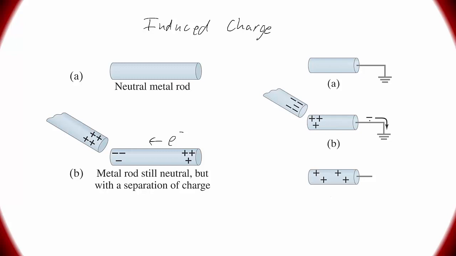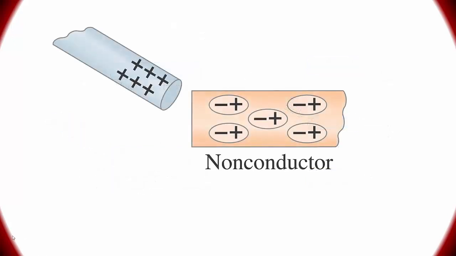If we then disconnect the wire, we cut it with some scissors here, while this is still in the vicinity of the rod, and then we can remove the charged rod, and these electrons can't come back because we've cut off the connection. Then we can have a charged object. So this is called an induced charge, and we will see that quite often.